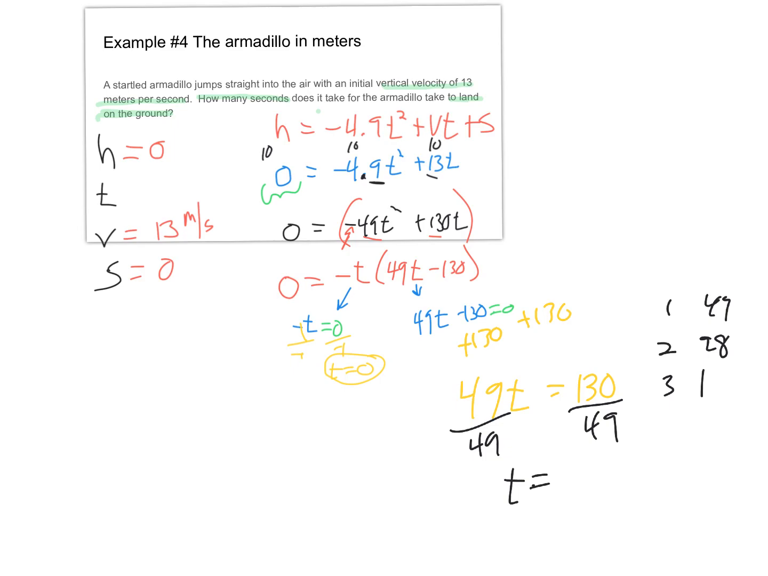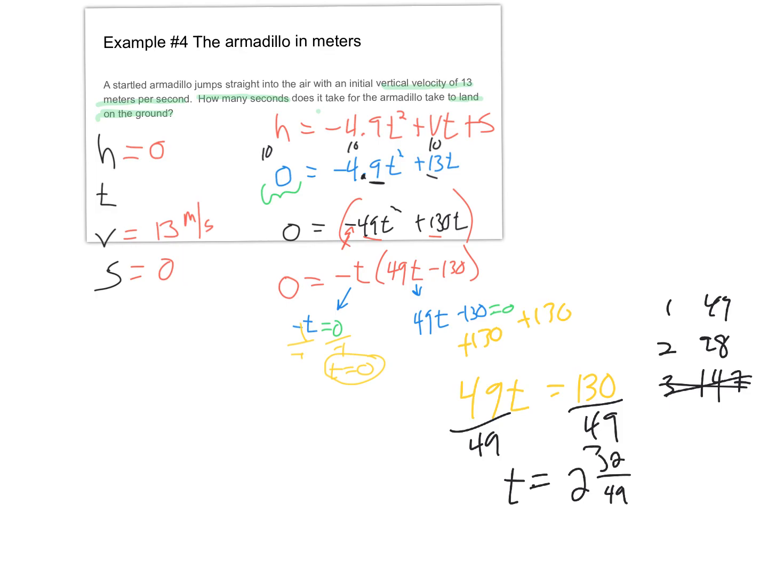Drawing a blank here. 49, that's going to be a 7. Carry the 1. That's going to be a 30. It'll be 147. I should have known that. So we obviously can't exceed that. So it's going to be 2. And we're going to have 49 in the bottom. So 98 goes into 130 32 times.